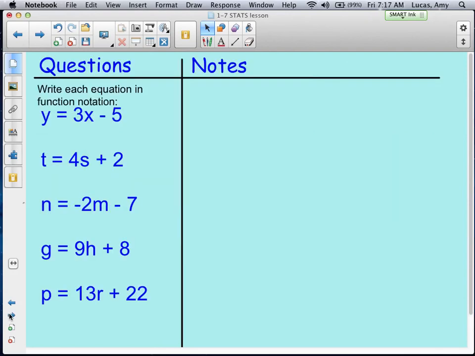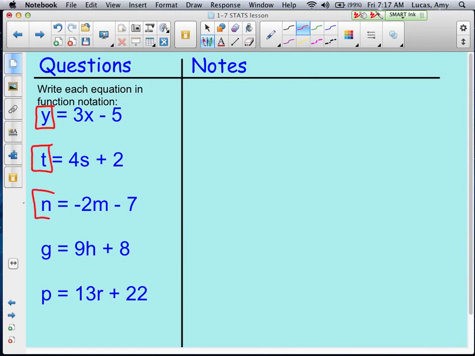Now, keeping that in mind, we have 5 examples that you need to write in function notation. They may look a little bit confusing right now because they've got a lot of letters in them, but I want you to keep in mind that the function notation side is the left-hand side, so that's the side that we're going to change. We are going to change it so that it matches the variable on the right-hand side. It has to match the variable that you see on the right-hand side.